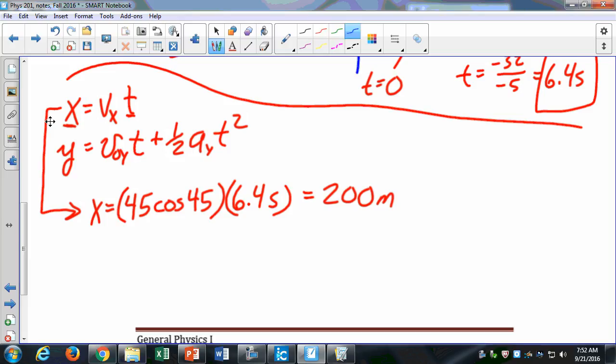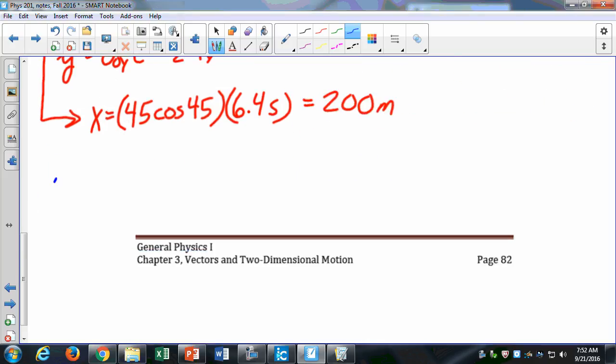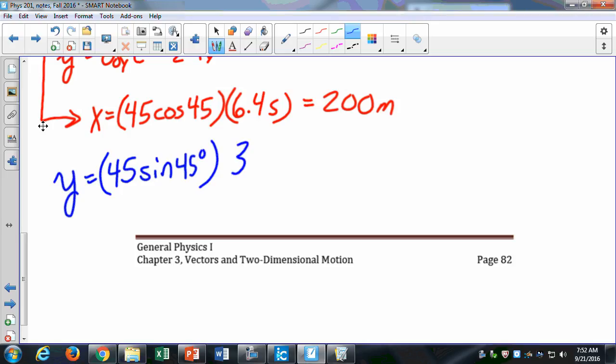And then, if we want to know the y position, we say y is equal to 45 sine of 45, that's v naught y, times t. Do I use 6.4 here? I use 3.2 because I want to know the y position at the top of the trajectory, and that y position is at a time of 3.2 seconds.